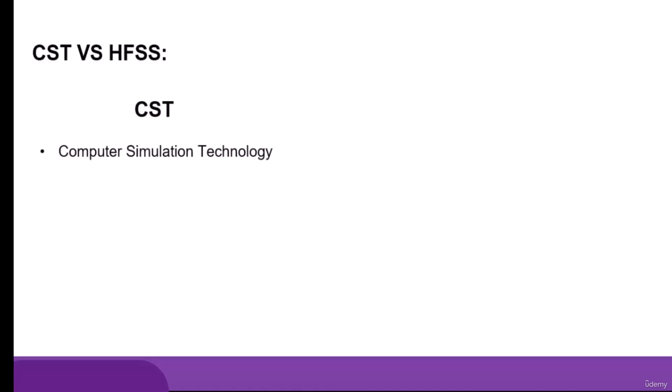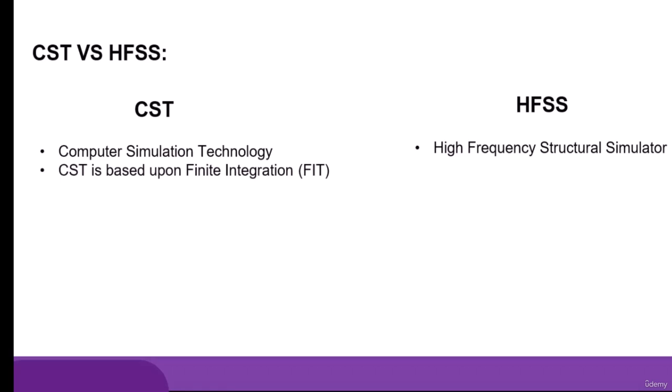In this case, the CST versus HFSS will discuss what is the difference between CST and HFSS antenna design. In CST, we have computer simulation technology, and in case of HFSS, we have high frequency structure simulator. In case of CST, it is based on finite integration techniques. The technique used in simulating antenna is the finite integration technique. CST is very popular among antenna designing due to its high simulation accuracy and fast response.